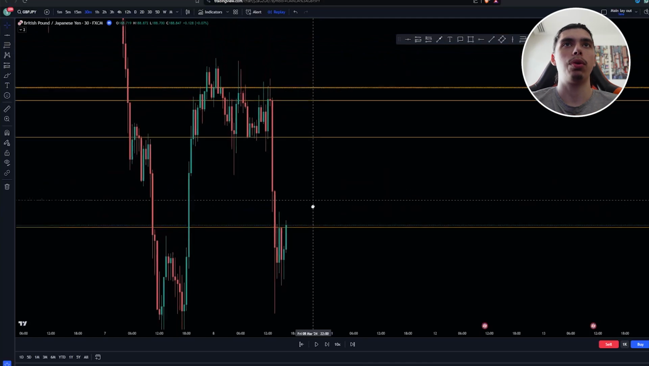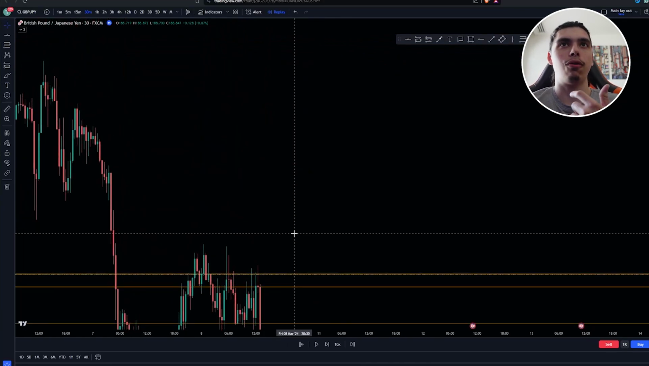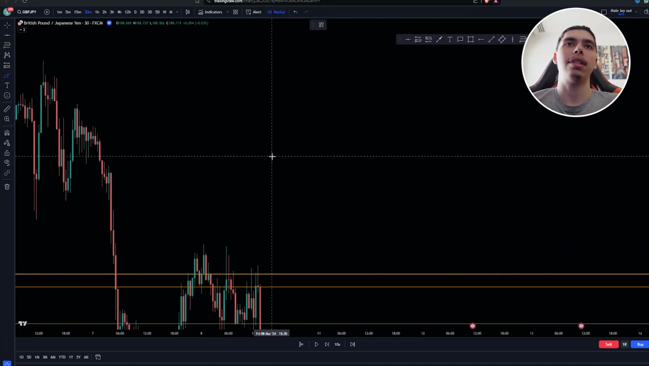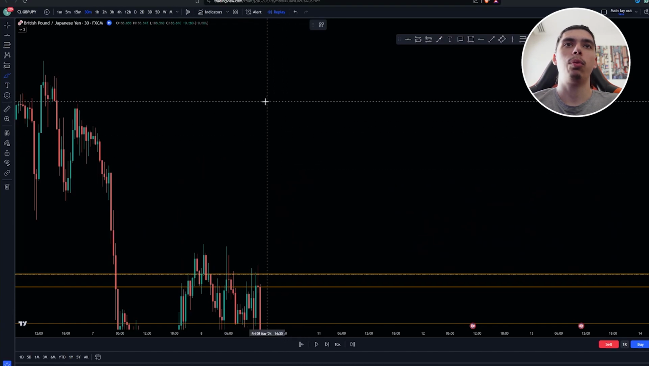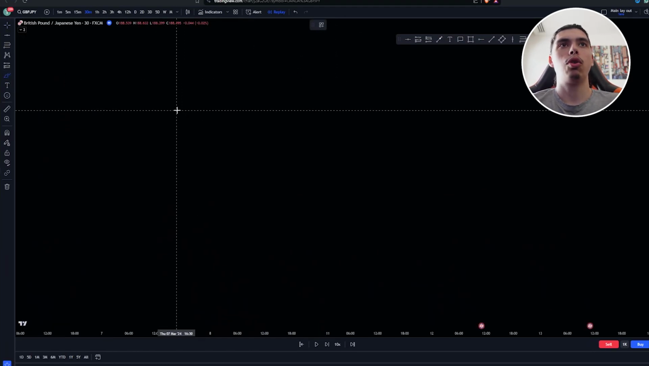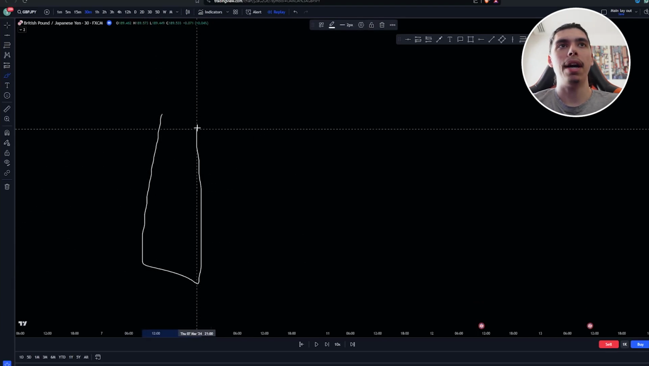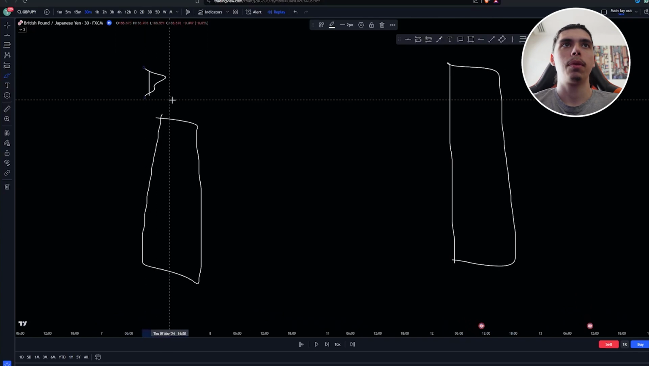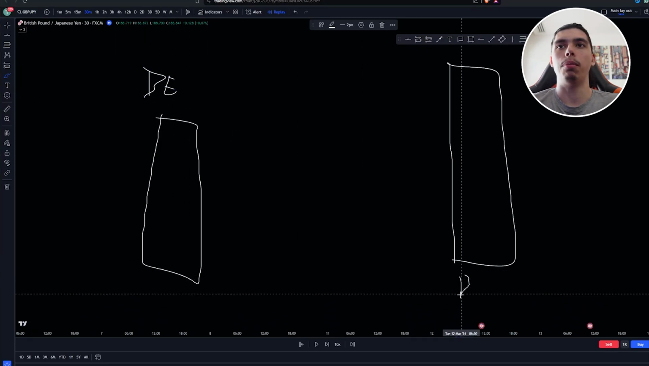So this entry model will need a resistance form before your entry, or if you're looking for sells, it needs a support before your entry. Let's take two scenarios to begin with. Scenario number one is that you're going to have a clean bearish zone, and scenario number two, a clean bullish zone. So we write this BE for bearish and BU for bullish.